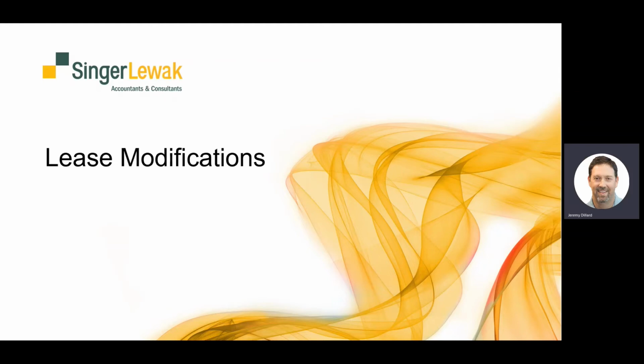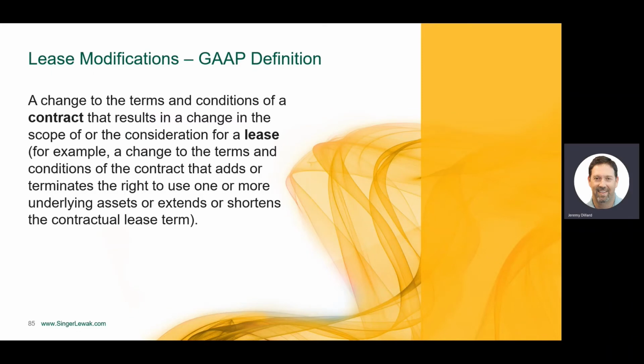Now, the accounting world would be a lot simpler if lessees never made changes to leases, but we all know that happens. So let's talk about lease modifications. Keep in mind that not all changes to lease agreements would be considered a lease modification under GAAP. It really only applies to changes in either A, what is being leased, or B, how much is being paid for that leased asset.